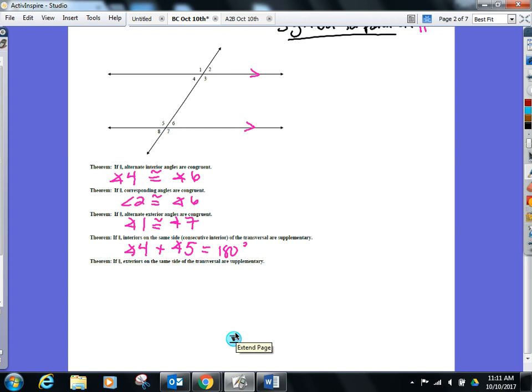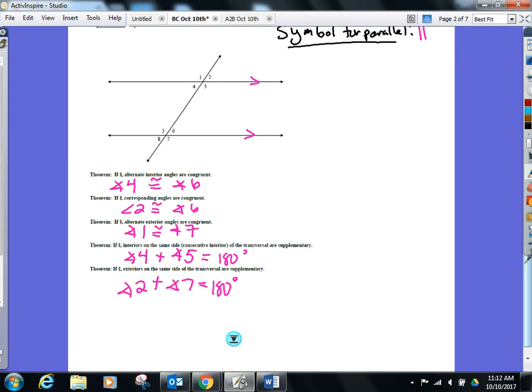So somebody real quick, give me a pair of same side exterior. 2 and 7. Not congruent, but supplementary. Everybody good? So really, what could happen right now is I could give you one angle measure and you guys could find the other 7. That's where we are right now. These pairs are all congruent. These pairs are supplementary as long as the lines are what? Parallel. If they're not parallel, you can't tell me any of this.